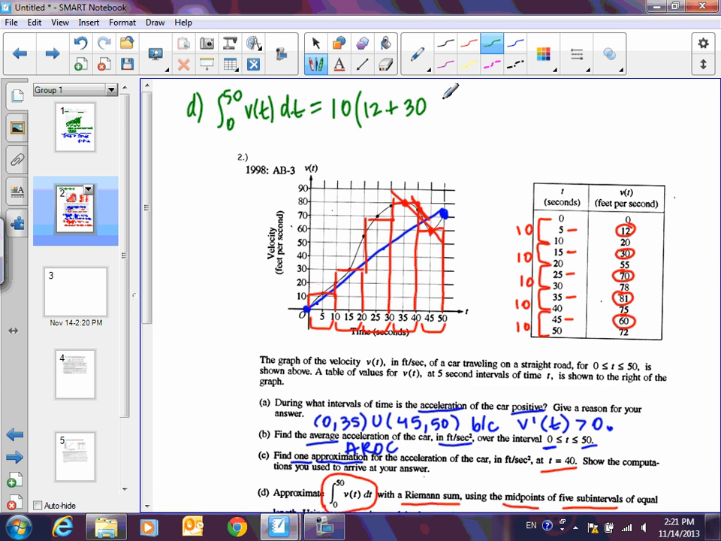If you're still not done, you're working too hard for your answer. Or you forgot your calculator. What'd you get for your answer? 2530? Alright, what are my units? Feet.